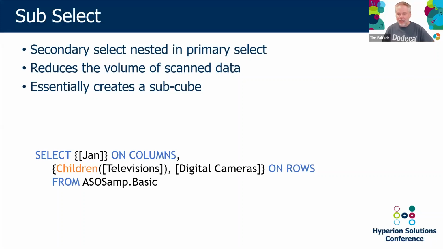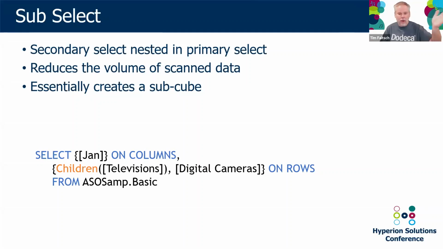So I've got my select statement. I'm pulling in January on my columns, just January. At this point, when I've said January, all that data that's not January in the time dimension ceases to exist. And then I'm going to ask for the children of televisions. So just the children of televisions. And this is in ASO Samp Basic, so you can go and look at this hierarchy if you'd like, but we'll take a look at it in a second. So all the children of televisions and digital cameras.